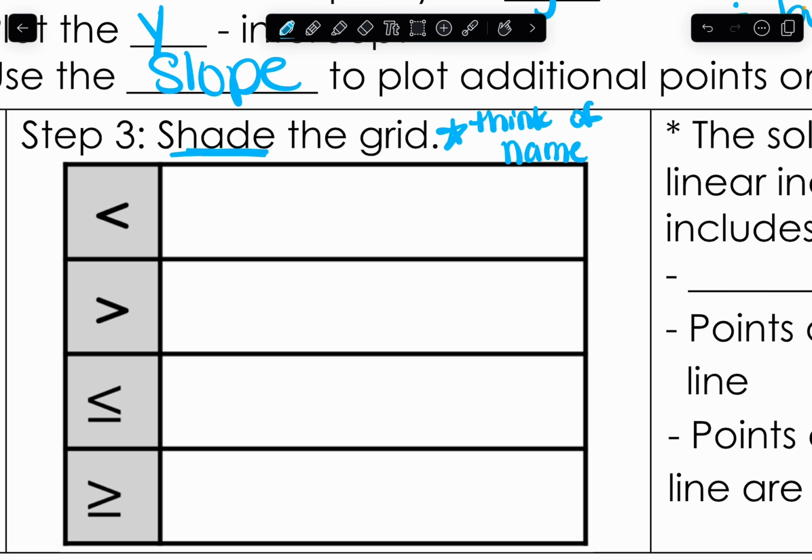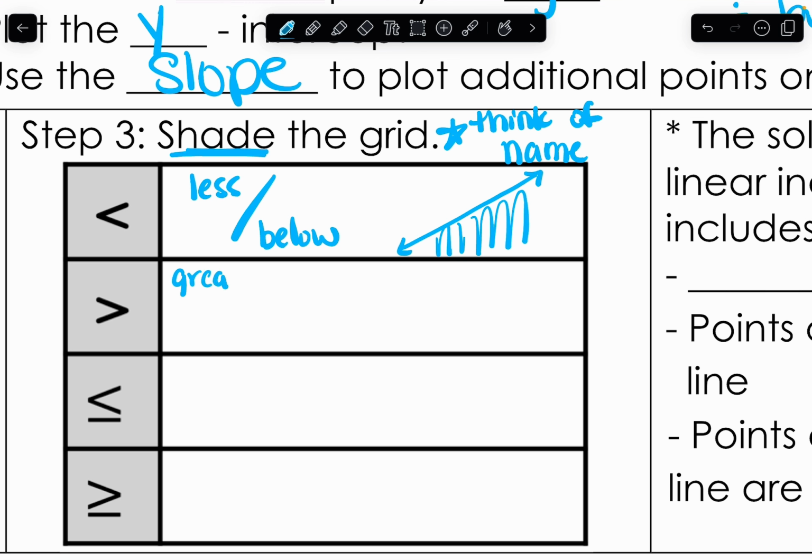Okay, so the very first inequality is less than. If it is less, you would shade below the line. So if you're looking at your line, you would shade under it. Okay, the next inequality is greater. Greater means you would shade above. So if this is your line, you're going to shade everything on top of it.